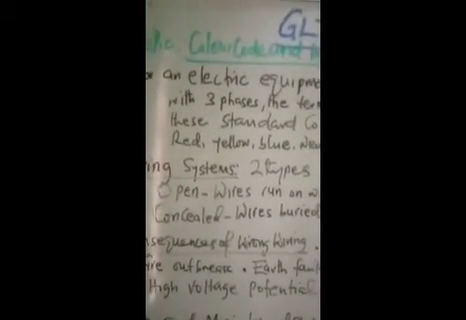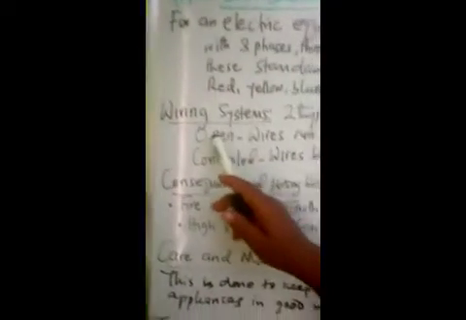Wiring systems. There are two types of wiring systems: open wiring system and concealed wiring system. In open wiring systems, the wires run on the walls. In concealed wiring systems, the wires are buried under the plasters.